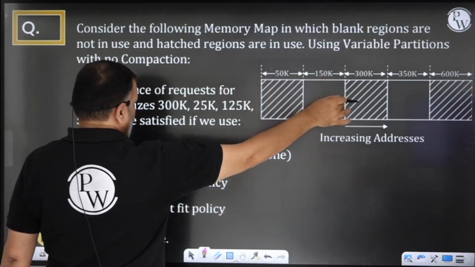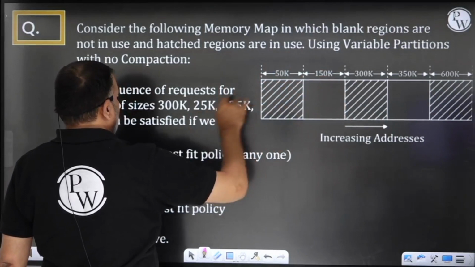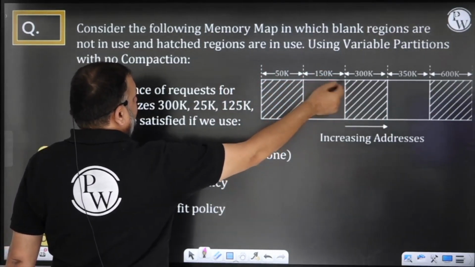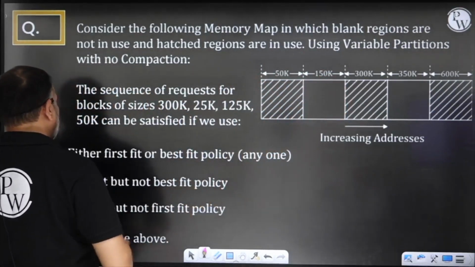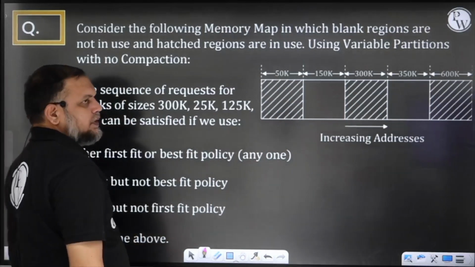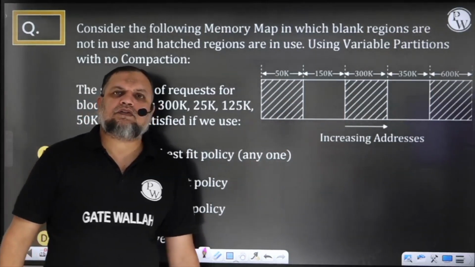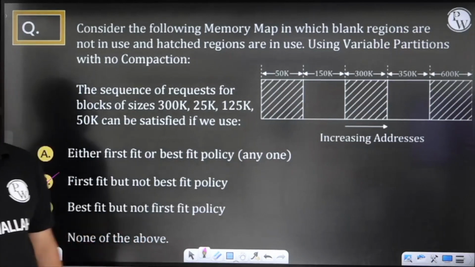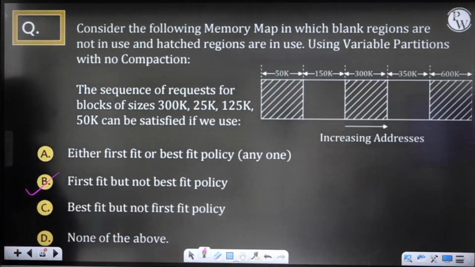25 will go into 50K. 125 here, 25 here. So there are two free holes of 25, and 50K cannot get accommodated. So it is possible with first fit but not best fit. The correct answer is B. Got it? So simple questions like this can be asked.